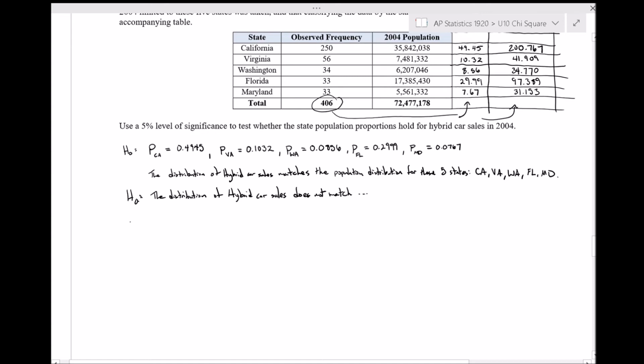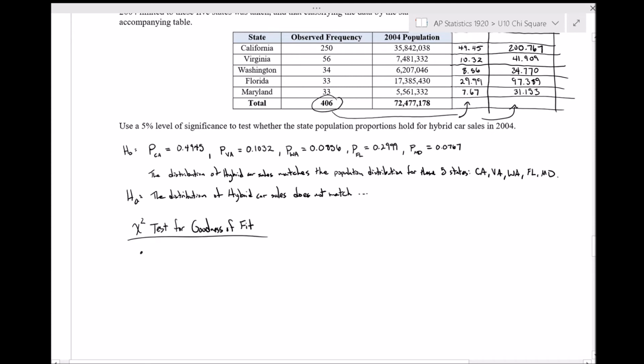So what we do is we name the test. This is going to be a chi-square test for goodness of fit. Or you could have said chi-square goodness of fit test. Would have been good enough.